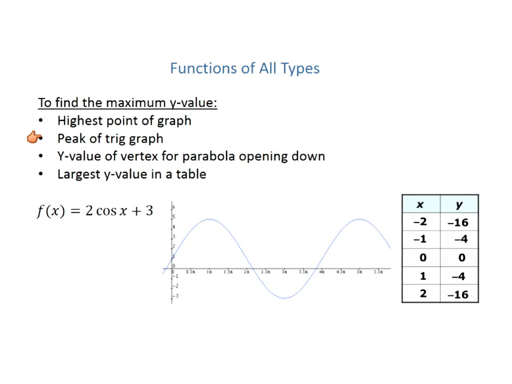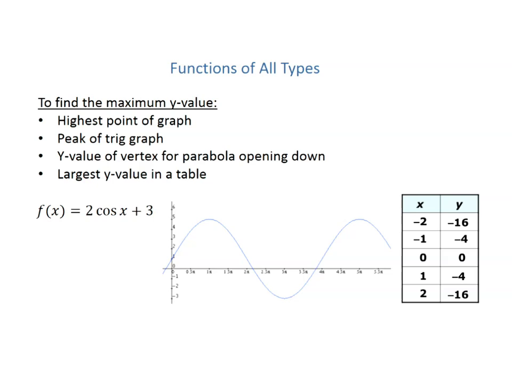So that means if it's a trig graph, like the one that we see here below, we're going to look for where the peak of the trig graph is. If it's a parabola, we're going to look for the y value of the vertex in a parabola that would be opening down. And if it's in a table, we're going to look for the largest y value in the table.